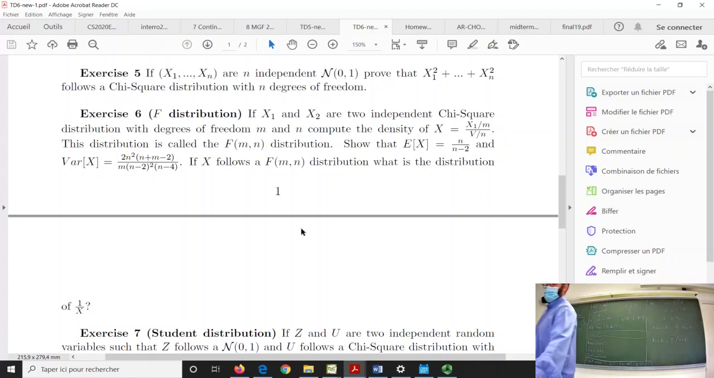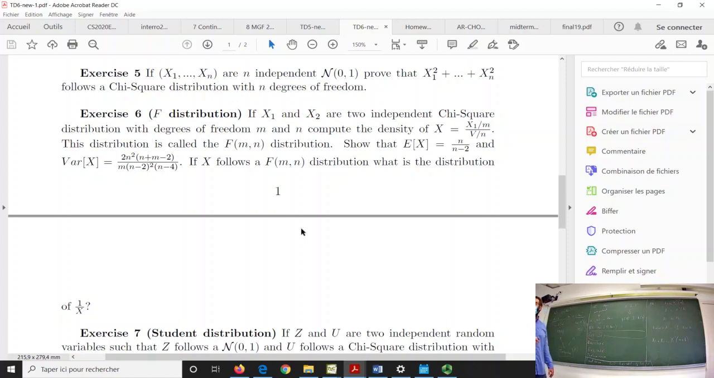Okay? So what do you say? Yeah? Why? Because I can do the computation using the moment generating function and prove that I have this. That is one possibility. But if I have in mind this interpretation here, what is this one?